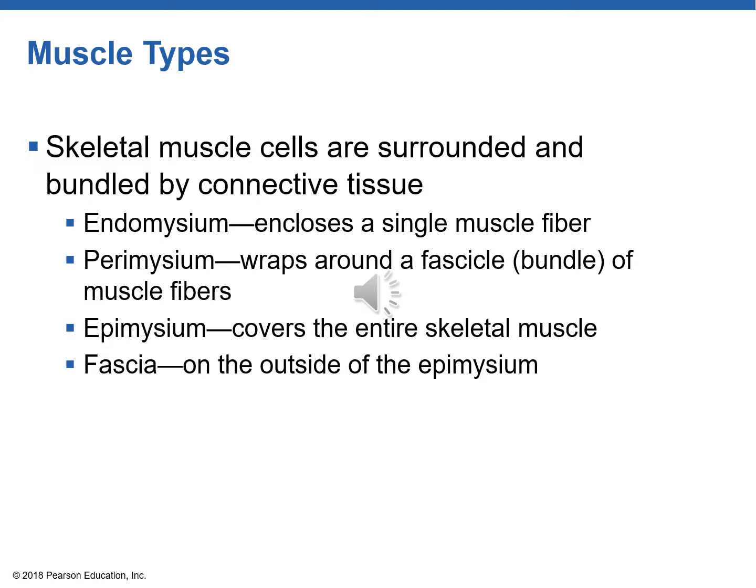So here are some of the connective tissues that are listed. I want to take a moment to pronounce them so you know how to pronounce these. So endomysium is around a single muscle fiber or cell. Muscle fiber and muscle cell mean the same thing. So they are at the smaller level. Perimysium is around a bundle of muscle fibers. Epimysium is around a grouping of those, and then the fascia is on the very outside of the epimysium.